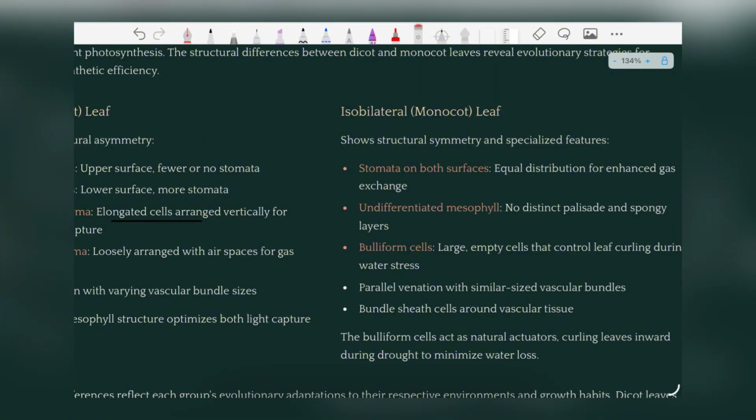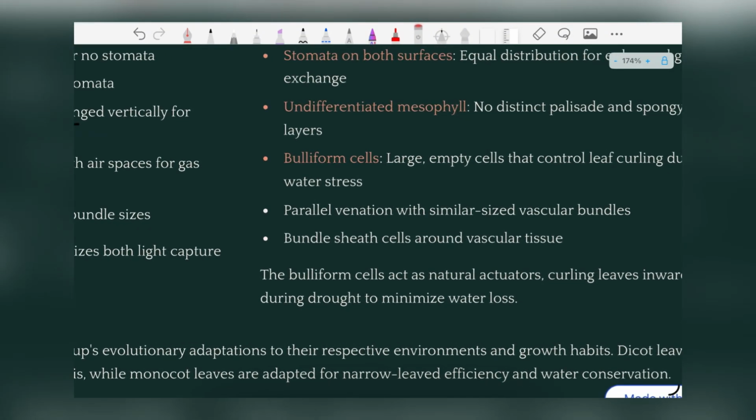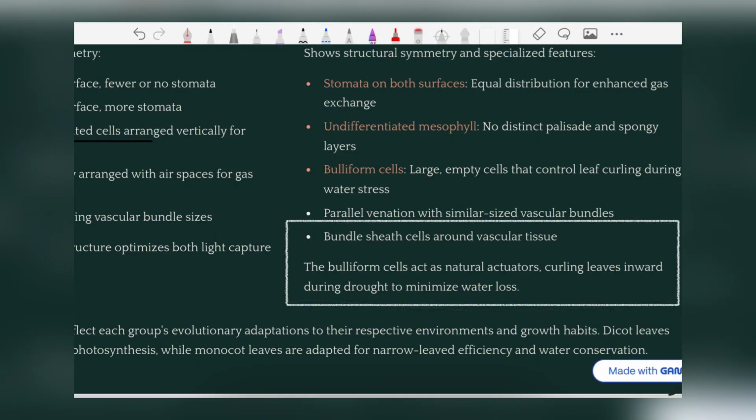Isobilateral monocot leaf shows structural symmetry and specialized features. Stomata on both surfaces, equal distribution for enhanced gas exchange. Undifferentiated mesophyll, no distinct palisade and spongy layers. Bulliform cells, large empty cells that control leaf curling during water stress. Parallel venation with similar sized vascular bundles, bundle sheath cells around vascular tissue. The bulliform cells act as natural actuators, curling the leaf inwards during drought to minimize water loss, and they are mostly found in grasses because they are monocots. This is important.